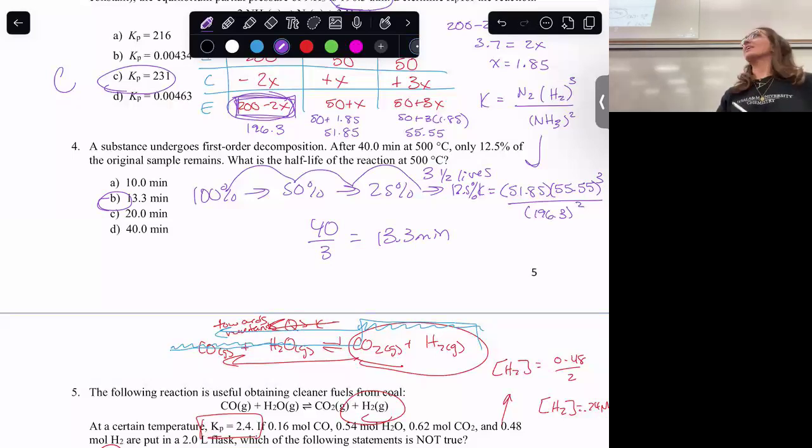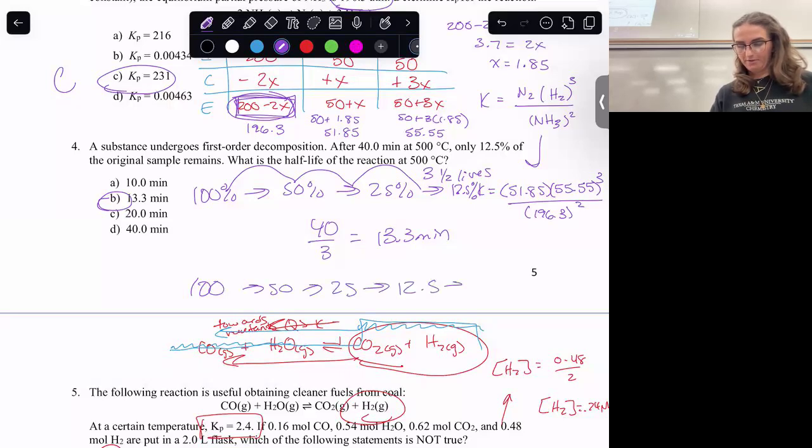Technically, yes. If I said that 10% remained, then I would say, okay, 100 to 50 to 25 to 12.5 to 6.25. If 10% remains, I'm here, right? I still went through 3 half-lives. I didn't totally make it to the 4th half-life yet. So I'm looking for something in between my 3rd and 4th half-life. So I would take 40 divided by 3 is 13.3 and 40 divided by 4 is 10. I'm looking for somewhere in between 13.3 and 10.